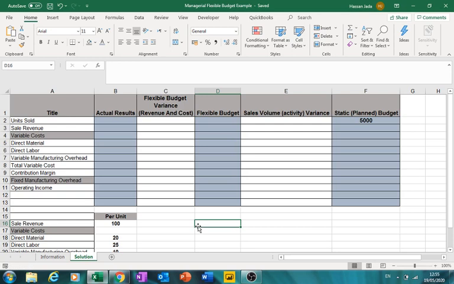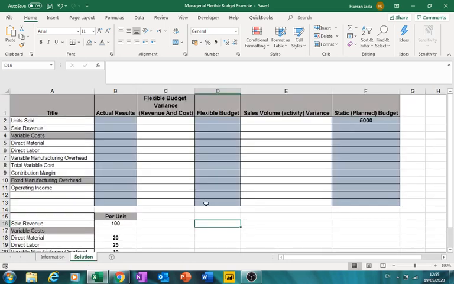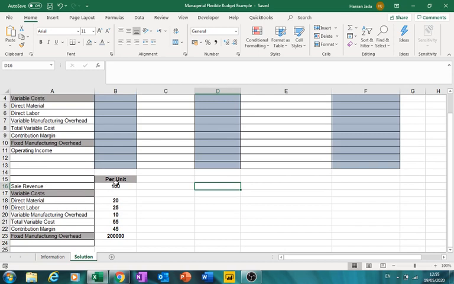We will start a new example for flexible budget. We have here ABC company. ABC company wants to prepare a static or planned budget according to these data.